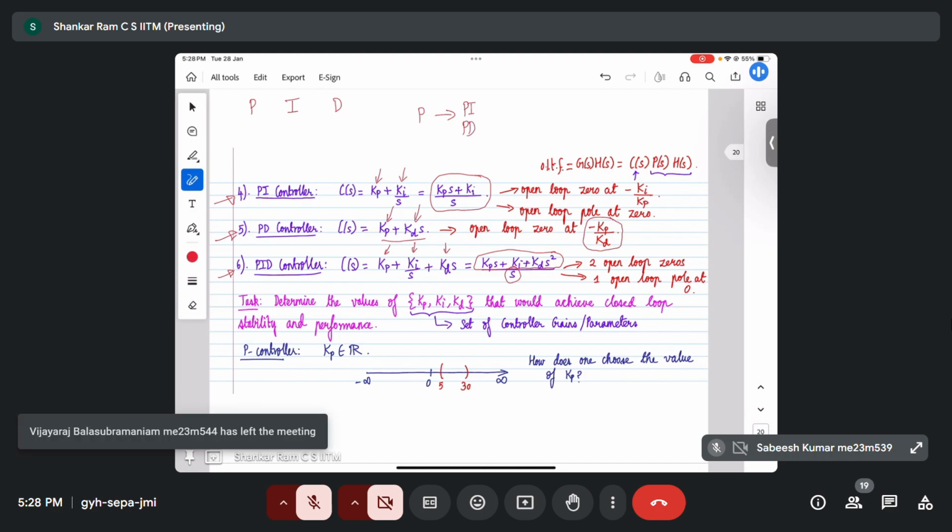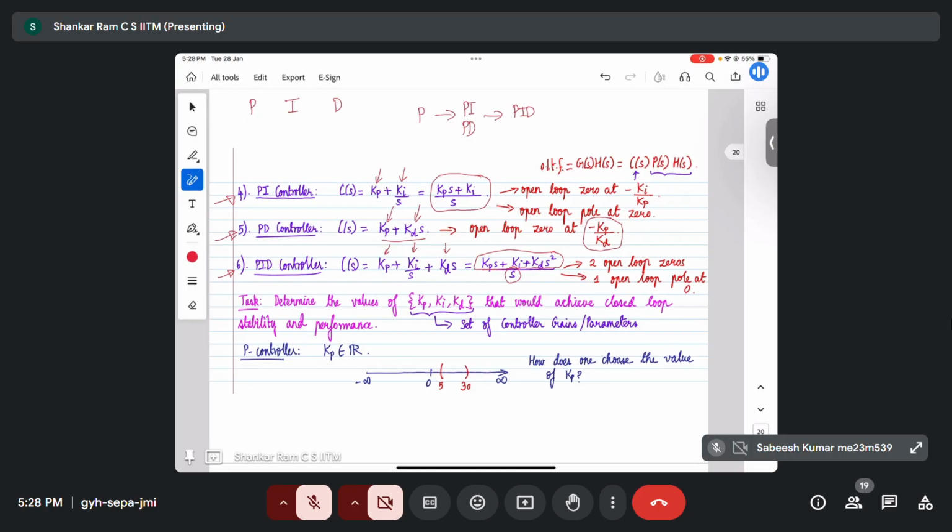If P doesn't work, we try PI and PD. That is the next thing. If something works, well and good. If not, we try PID. That is typically the flow as far as control design is concerned. This is from practice. So that is the PID controller in general.